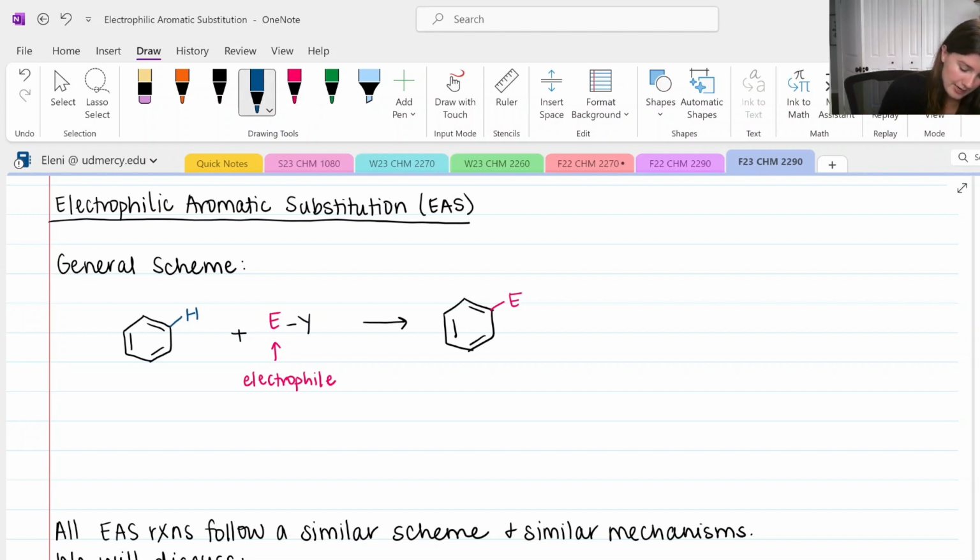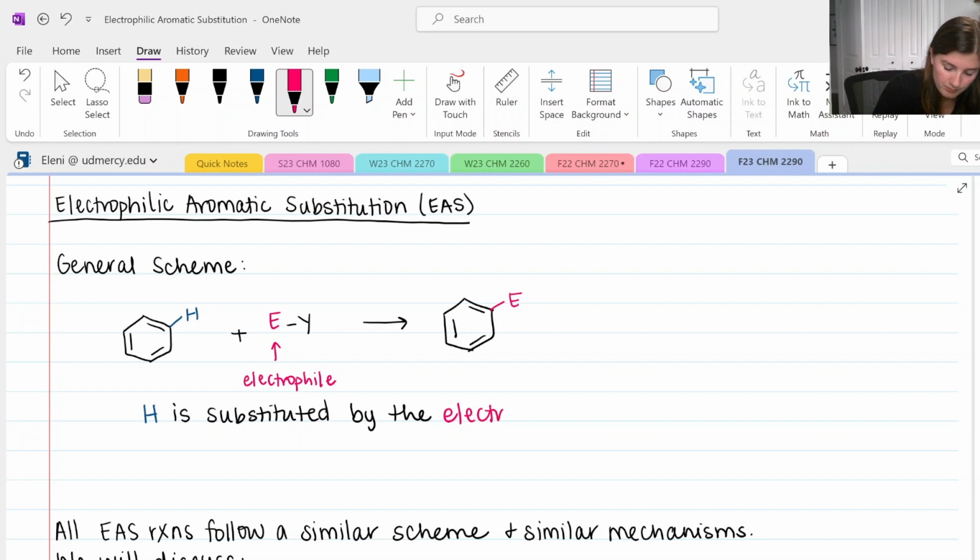So generally for an EAS reaction, a hydrogen is substituted by the electrophile. And that's why it's called electrophilic aromatic substitution.